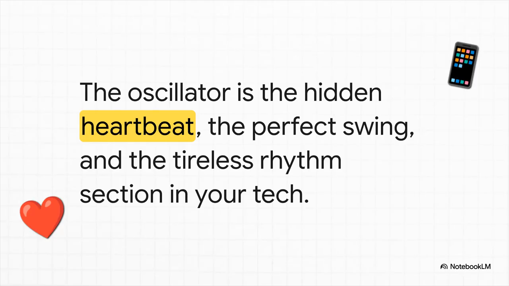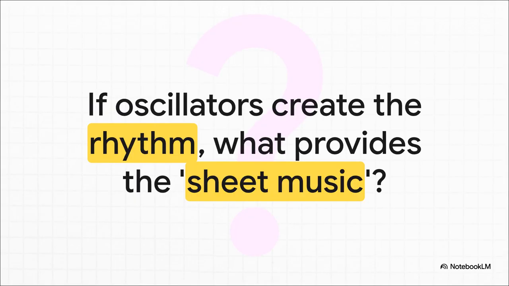So, if there's one thing to take away from all this, it's that the oscillator is truly the hidden heartbeat of our modern world. It is that perfect swing, getting a tireless, perfectly balanced push. And it's that perfect balance that creates the stable, reliable rhythm that makes all our technology just work, day in and day out. And that leaves us with a really fascinating thought to end on. If the oscillator is the rhythm section, creating the beat, then what part of the circuit is providing the sheet music? What tells that beat what to do?